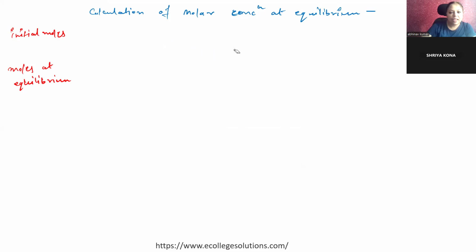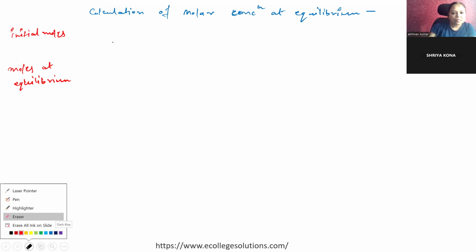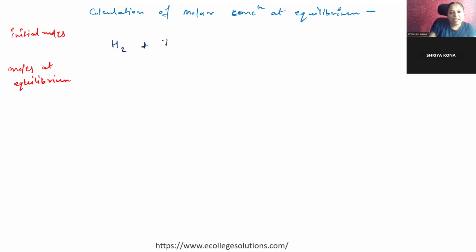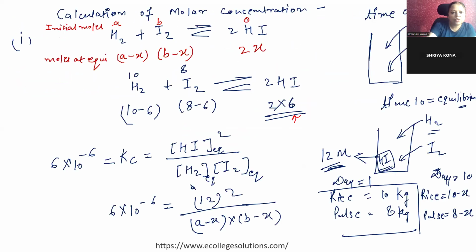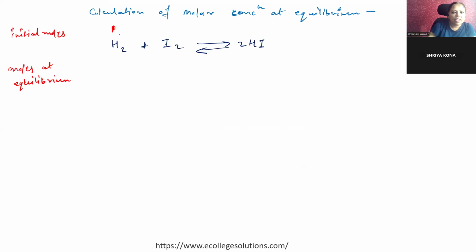Okay. H2 plus I2 gives out 2HI, right? And it's an equilibrium reaction. The initial moles of these two are A and B. Let's say it is A and it is B. Initially, for the product, it is 0, right?